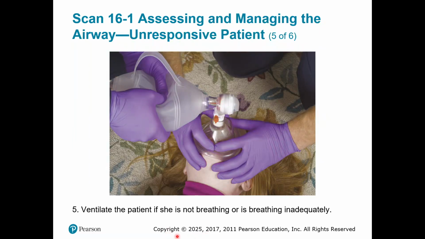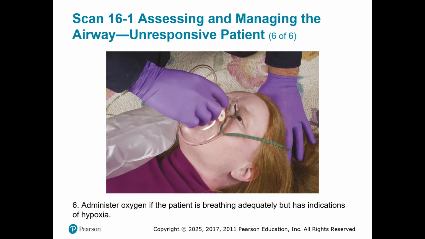Ventilate the patient if they're not breathing or breathing inadequately. We're going to administer oxygen if the patient is breathing adequately but has indication of hypoxia. So, again, they have to have at least an inch of chest rise and fall to be able to bring enough air in through their nose and mouth down to the alveoli. If they don't have at least an inch of chest rise and fall, I don't know if you've ever heard the term peeing in the wind, but that's what you're doing. If this patient is in failure and you put a non-rebreather on them, they're not going to be able to get the oxygen for gas exchange.